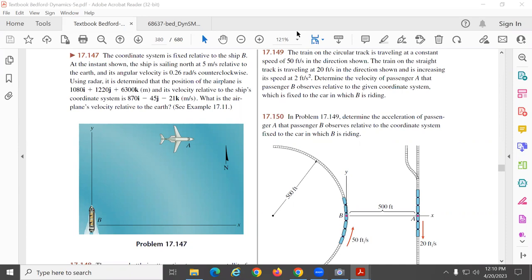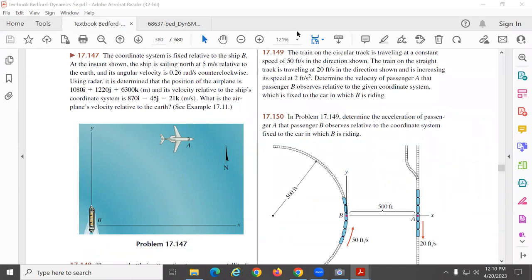Is 870, minus 45, minus 2. What is the airplane velocity relative to the Earth? What is VA? Correct.